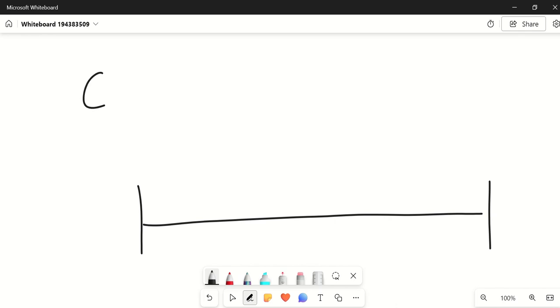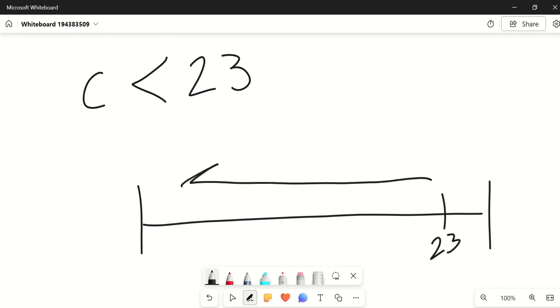C is less than 23. Ladies and gentlemen, which way is our arrow pointing? To the left. Where should number 23 be? 23. Arrow pointing to the left. Open or closed dot, ladies and gentlemen? Open dot, which means it cannot be 23. It's got to be less than 23. And you see the arrow pointing to the left. Like we said, left means it's going lower, right means it's going higher. So it's got to be smaller than 23.